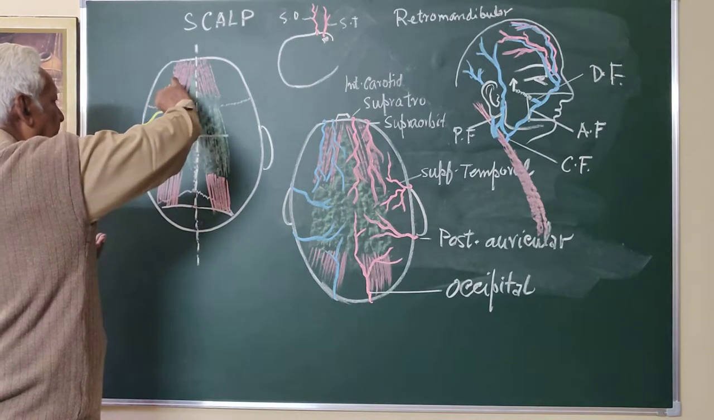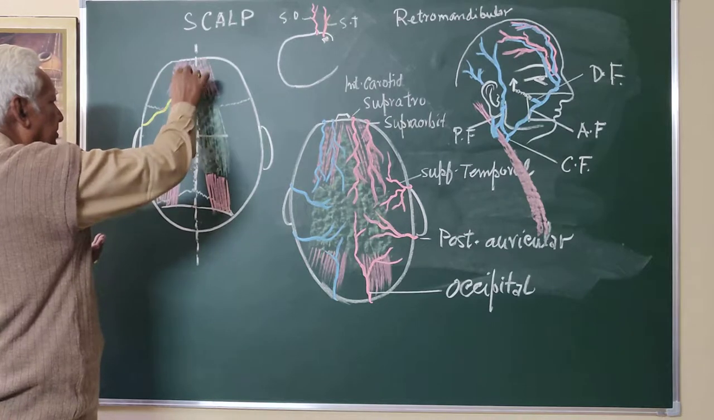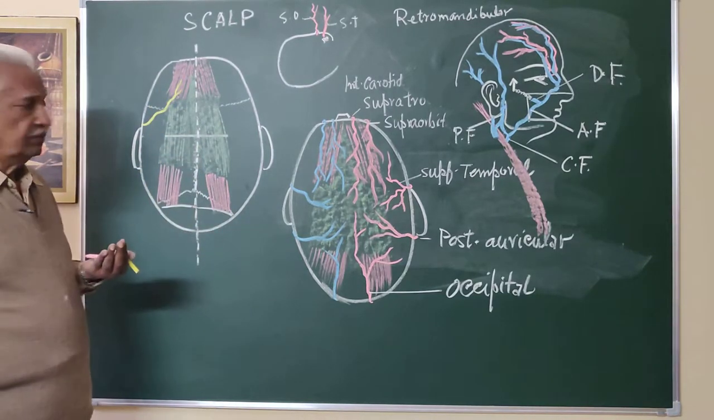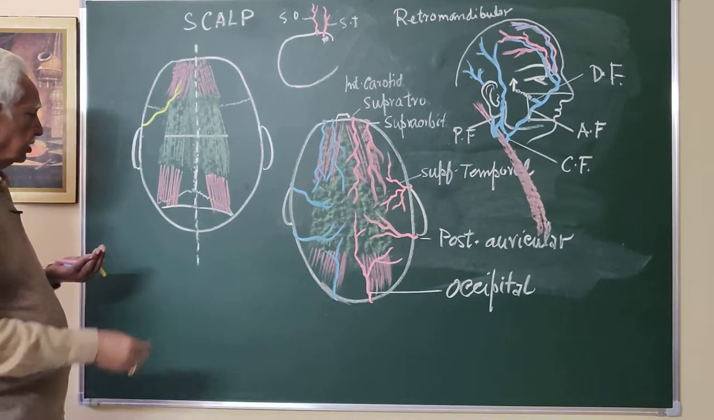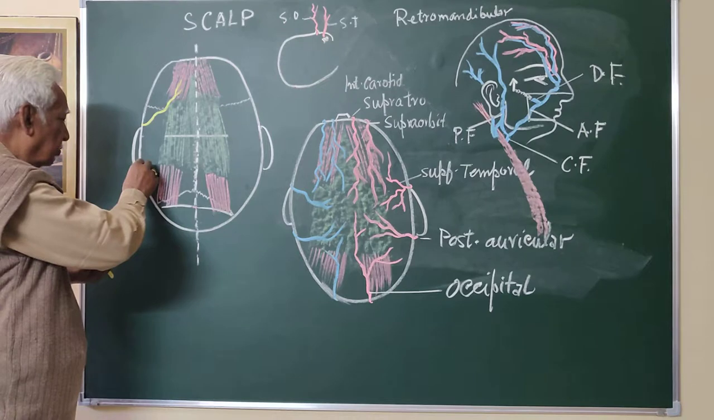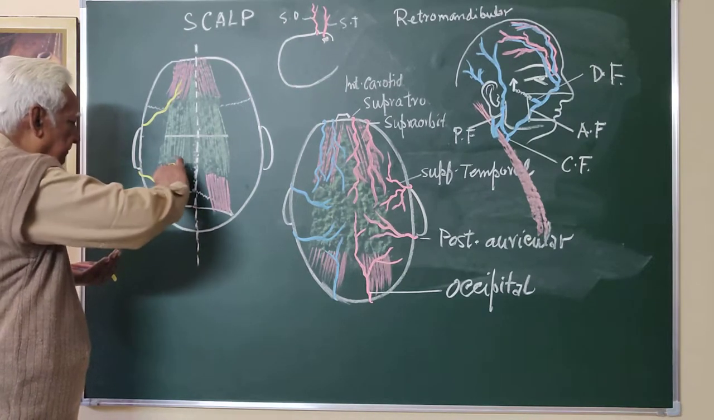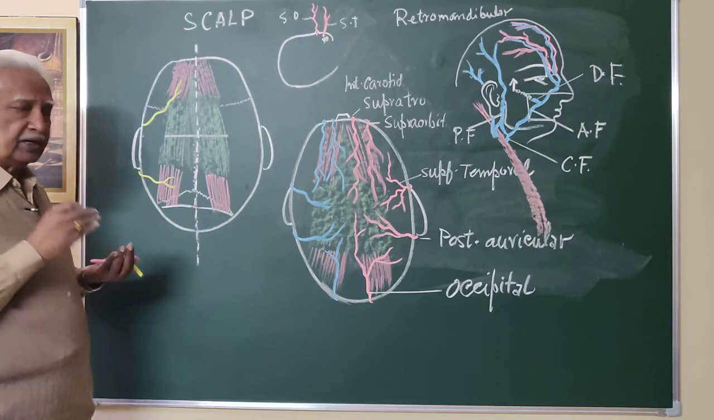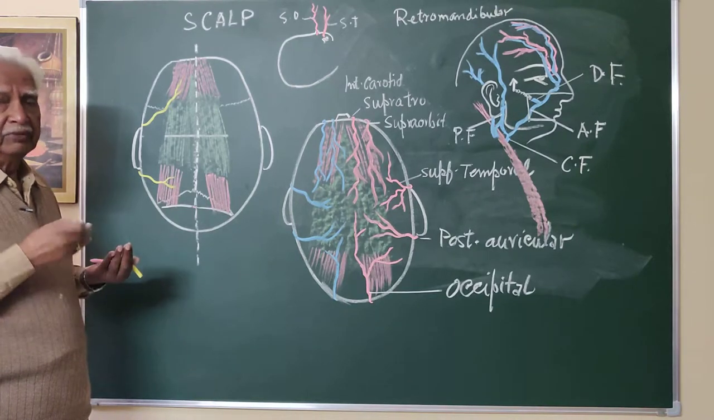This will be the temporal branch of the facial. The facial nerve divides into several branches, and its temporal branch is coming over this region, whereas the posterior auricular branch of the facial supplies this. So both these branches are branches from the motor nerve, that is the facial.